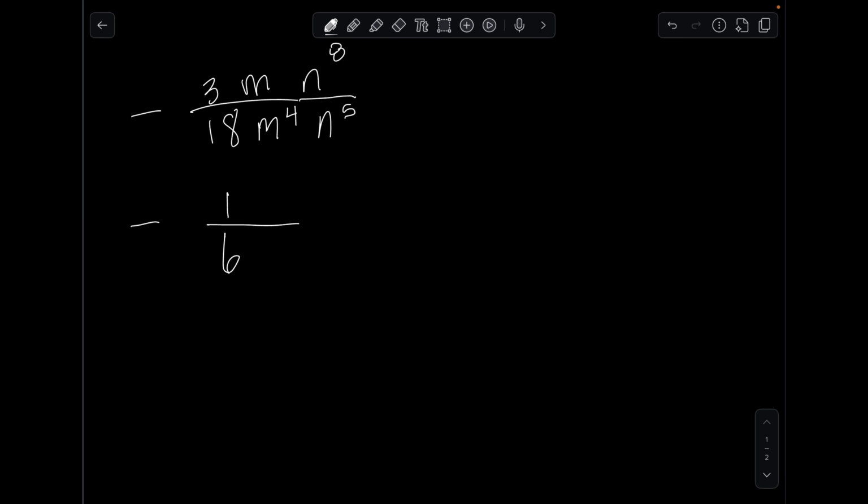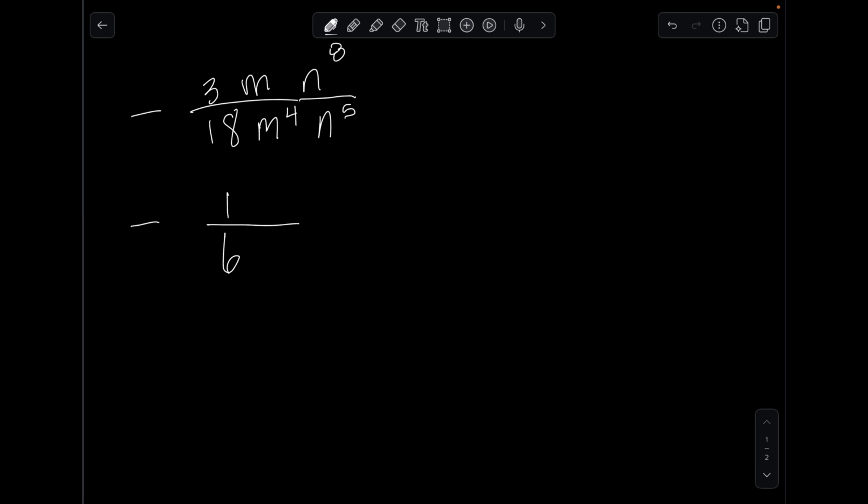So let's do negative 3 out of 18 times m, and we're dividing it by m to the 4th power, n to the 8th power, and n down here to the 5th power. All right, so you're just dividing 3 out of 18, right? It is bottom heavy, so your number will be at the bottom. 3 out of 18 is 1 out of 6. That's what it is, okay?